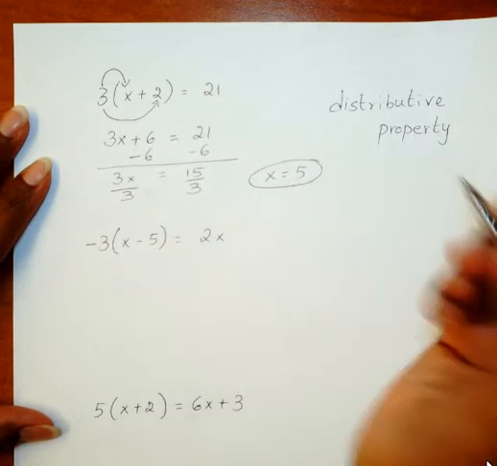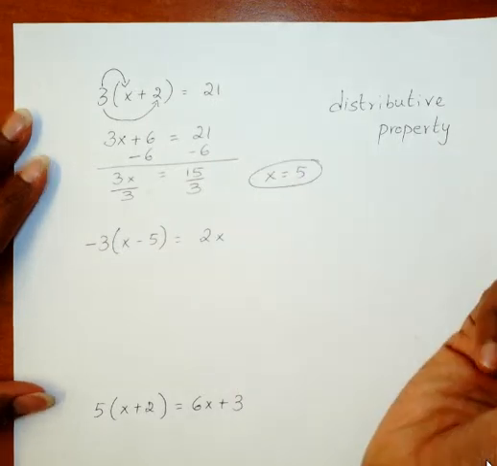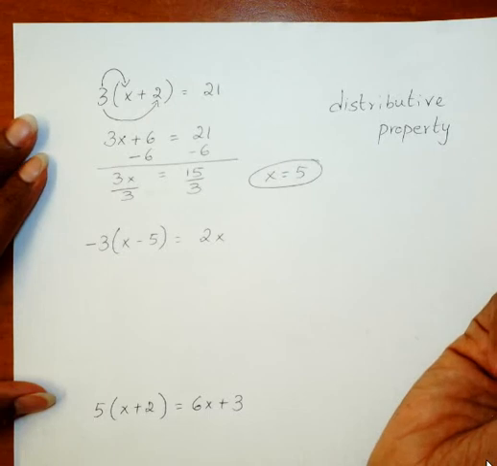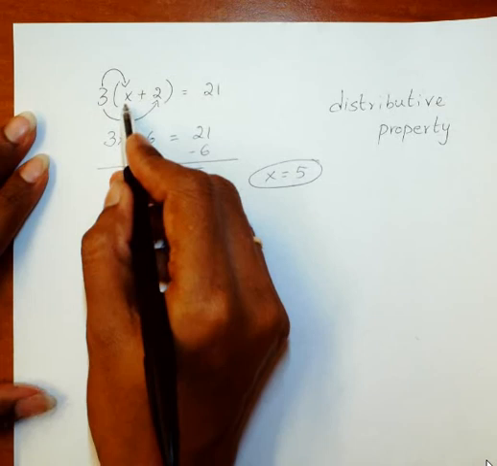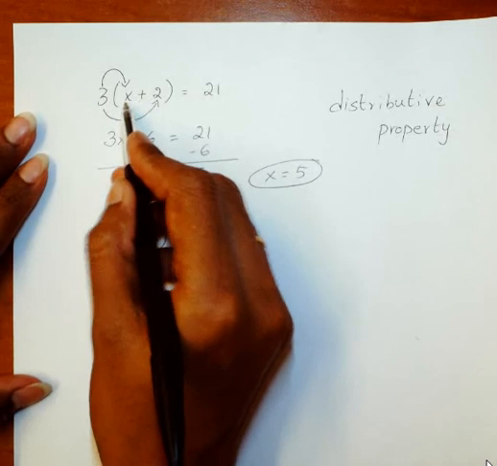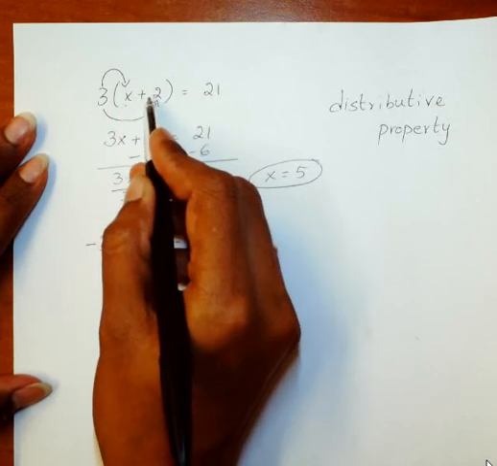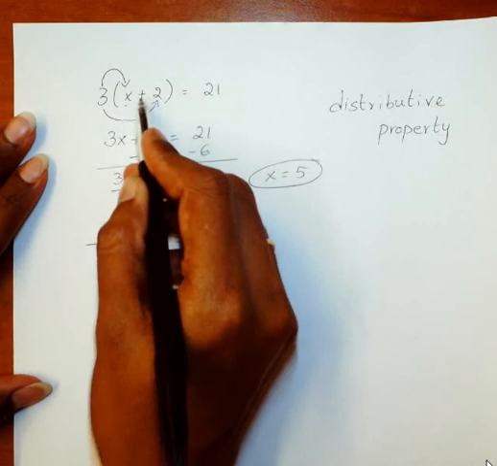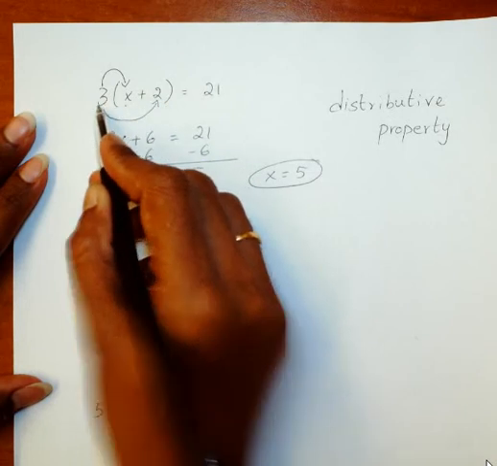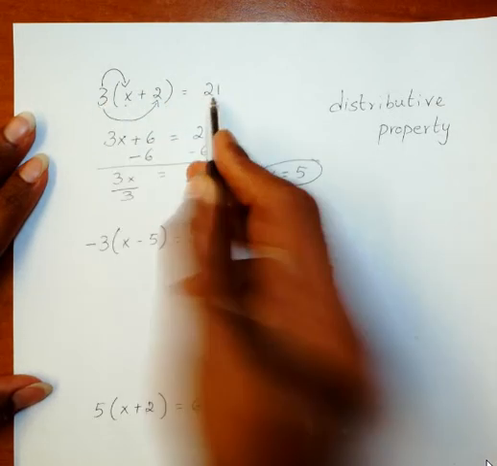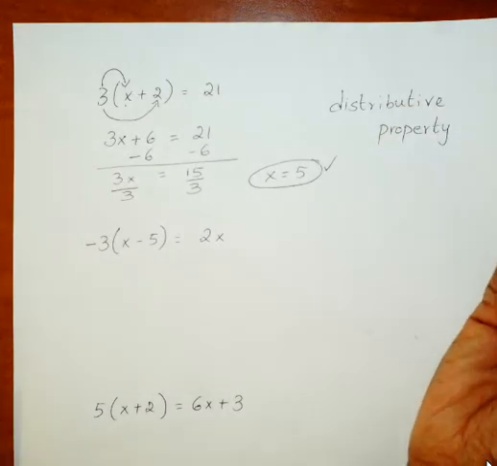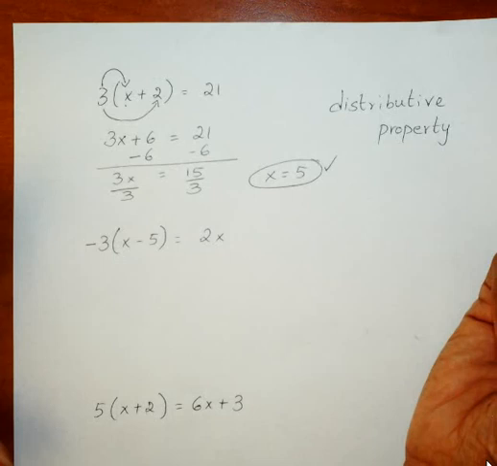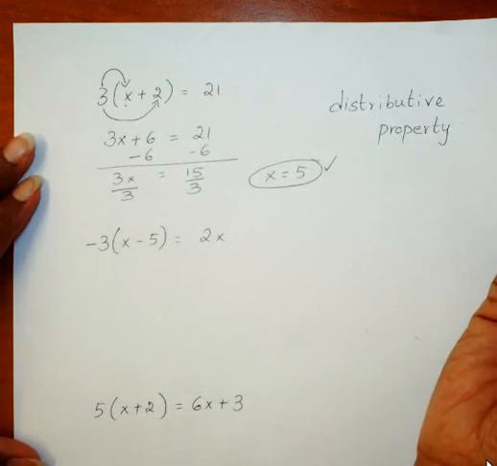How do I know I did the math right? Remember, we always have to check our work. I'm going to substitute the value of 5 in the original equation. What is 5 plus 2? 5 plus 2 is 7. 7 times 3 is equal to 21. So I guess my answer is correct. Does that make sense?